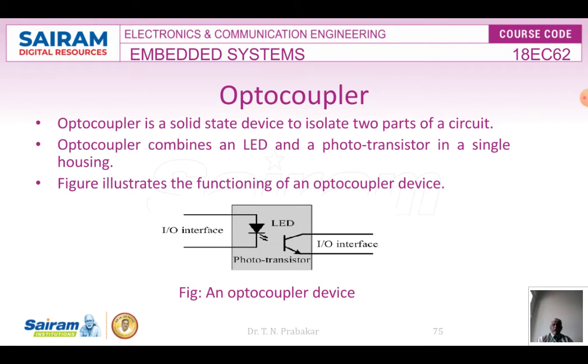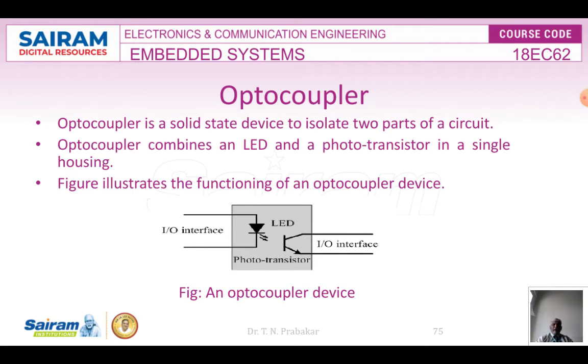Even if all those things are there, if there is a reverse current, then your microcontroller, or in general the controller, may get affected by this high voltage or high current. In order to avoid that, we insert some sort of optocouplers. The optocoupler provides a physical separation between the I/O interfaces. On the left hand side you can have an LED, and on the right hand side you can have a phototransistor.